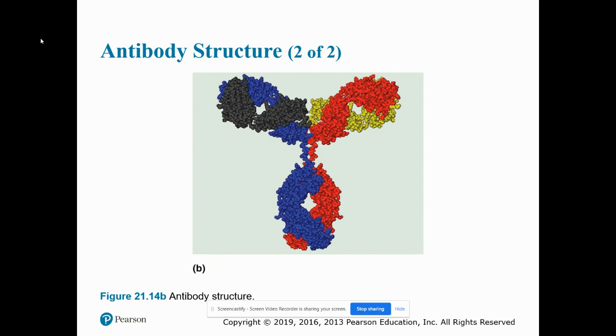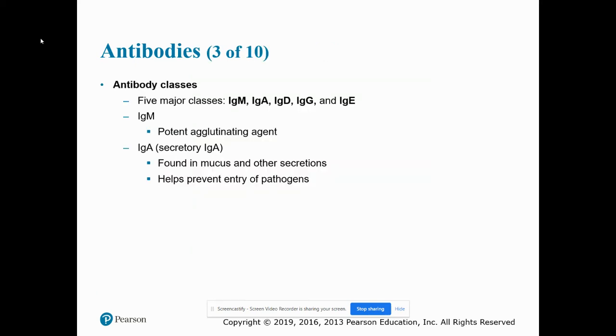This is another image of antibody structure. And then we're going to start talking about the 5 major Ig classes. So we have IgM, IgA, IgD, IgG, and IgE. IgM is a potent agglutinating agent. IgA is going to be found in mucus as well as other secretions, and what it does is it helps to prevent pathogen entry.